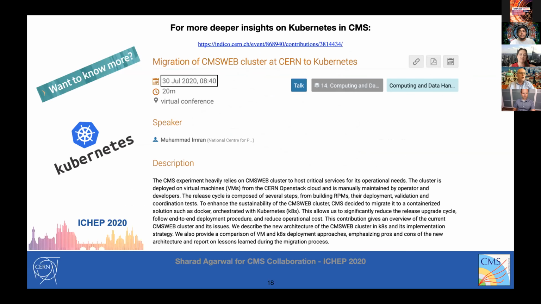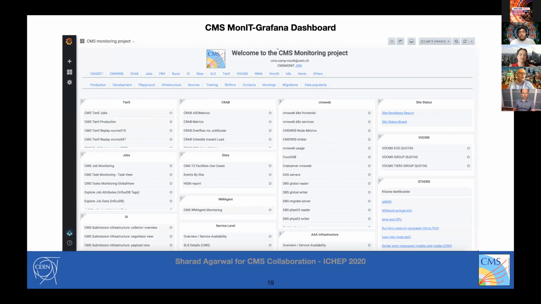For more insights on Kubernetes and how we have been implementing it in CMS, we have a talk from one of my colleagues tomorrow morning, talking about MONIT Grafana, which we have been implementing in almost every part of the different structures of CMS offline computing. This is just a screenshot of the overall view, where you can see we have been monitoring analysis, production jobs, Tier-0 jobs, and the submission infrastructure, and almost everything which we can try to monitor through MONIT Grafana.